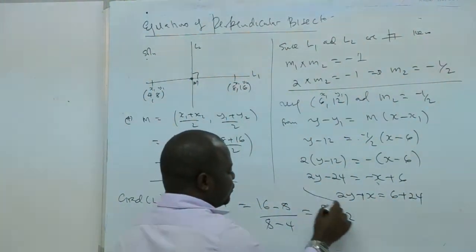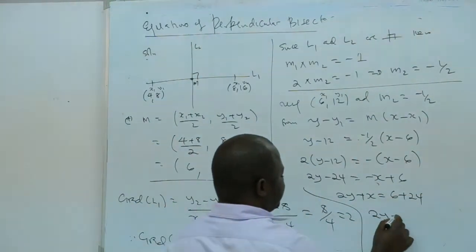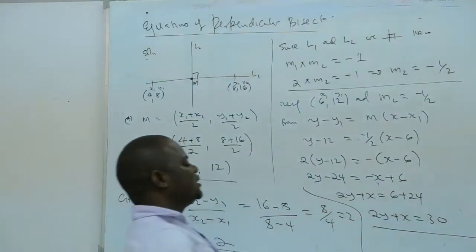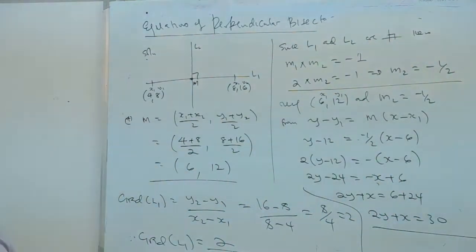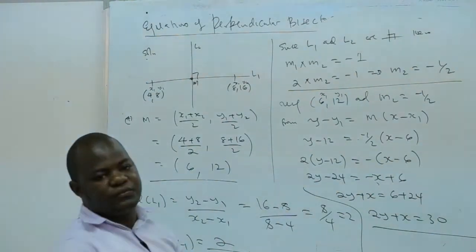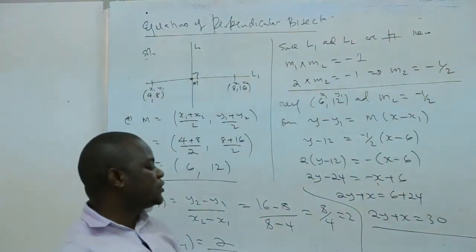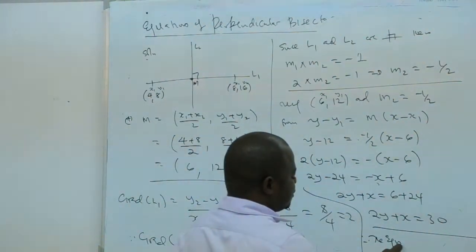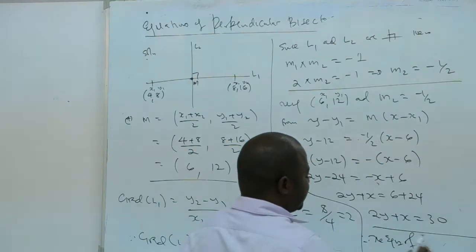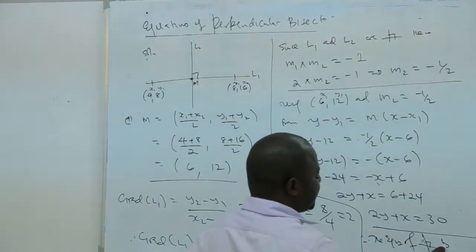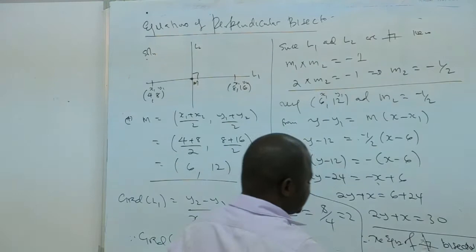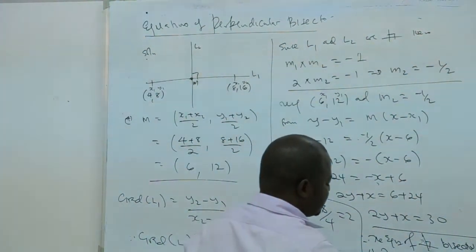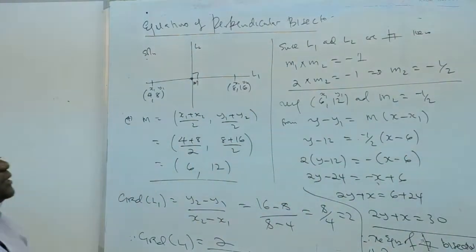And then this will give you 2y plus x equals 30, which is the equation of the line. So therefore, the equation of a perpendicular bisector is that one. Wonderful, wonderful. So we have been able to get the equation of a perpendicular bisector. You say, therefore, the equation of a perpendicular bisector, I'll just use this symbol because I'm lazy, is 2y plus x equals 30. So that's how we could find that.